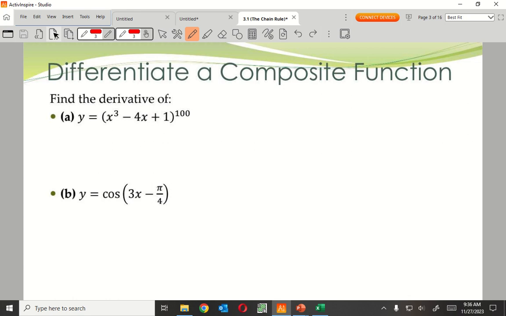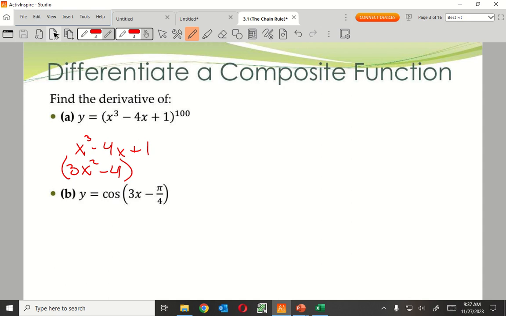All right, composite function. So, this is what it is. First thing, take the derivative of the inside. Okay? So, I'm going to say that all this is going to be the inside. So, this is going to be x cubed minus 4x plus 1. And the derivative of that would be 3x squared minus 4, right? Like that. So that's the derivative of the inside.